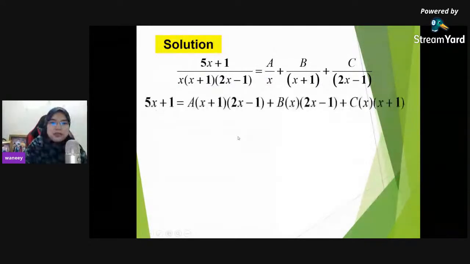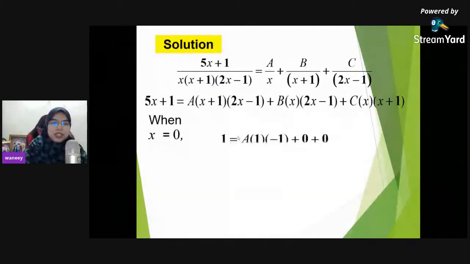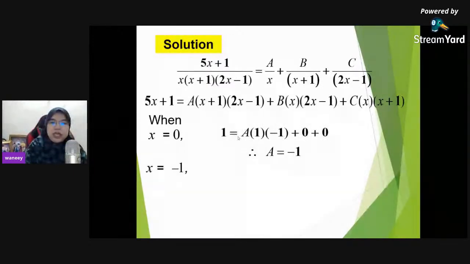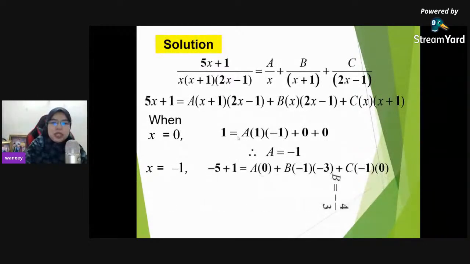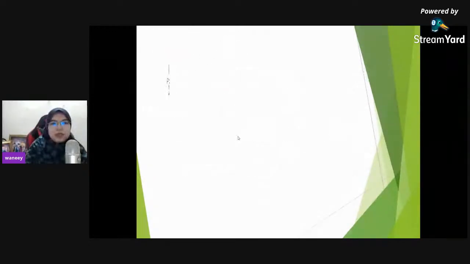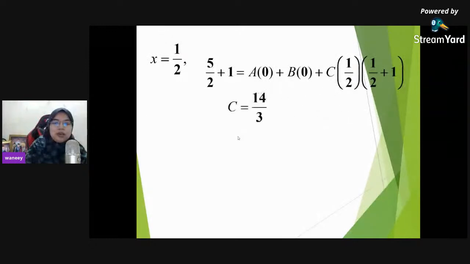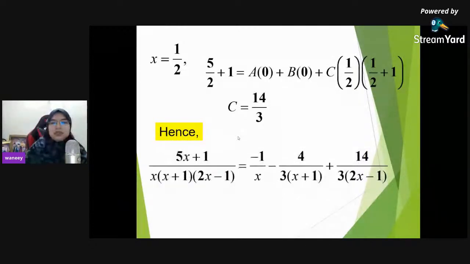Okay, so now we substitute with x equal to 0. We are going to get A equal to negative 1. And then when x is equal to negative 1, we are going to see that B is equal to negative 4 over 3. And then if you substitute with x equal to half, you are going to end up with C equal to 14 over 3. Therefore, your partial fraction will become negative 1 over x, negative 4 over 3, x plus 1, positive 14 over 3, 2x minus 1. So dapatlah partial fraction kita.